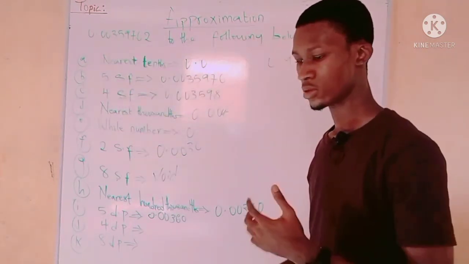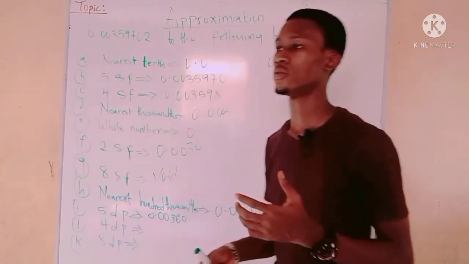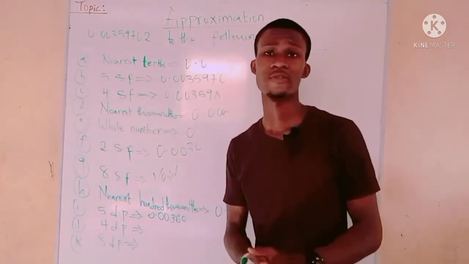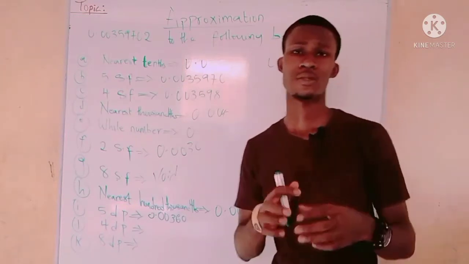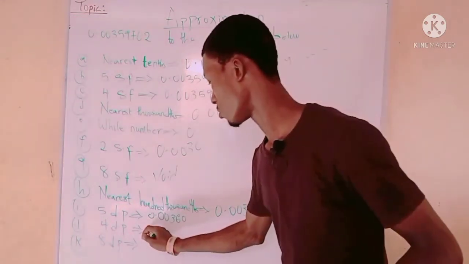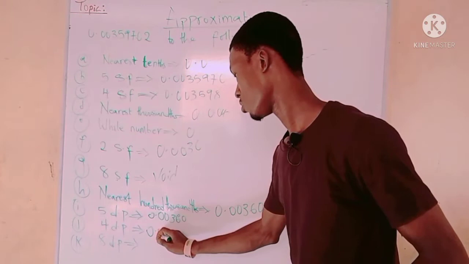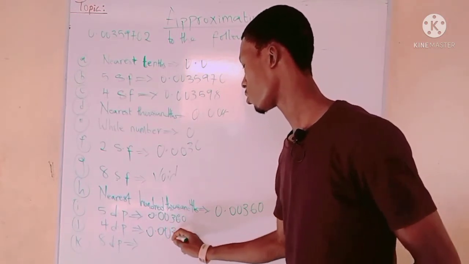And now, 9 is 5 or more than 5. So add 1 to 5 to make it 6. So that is 0.0036.